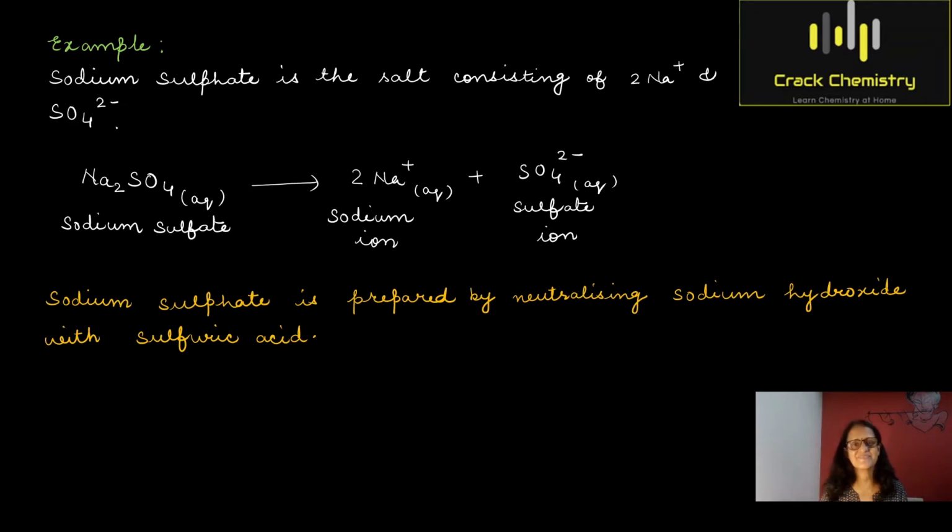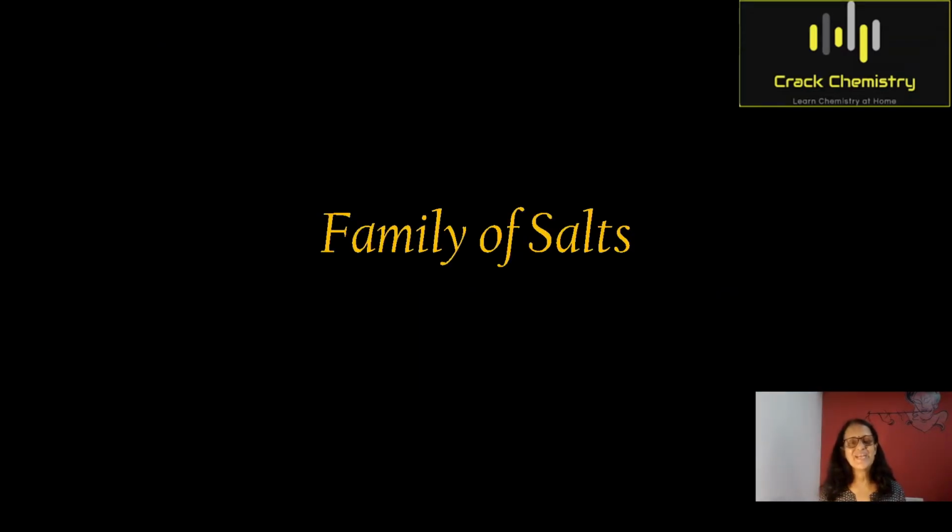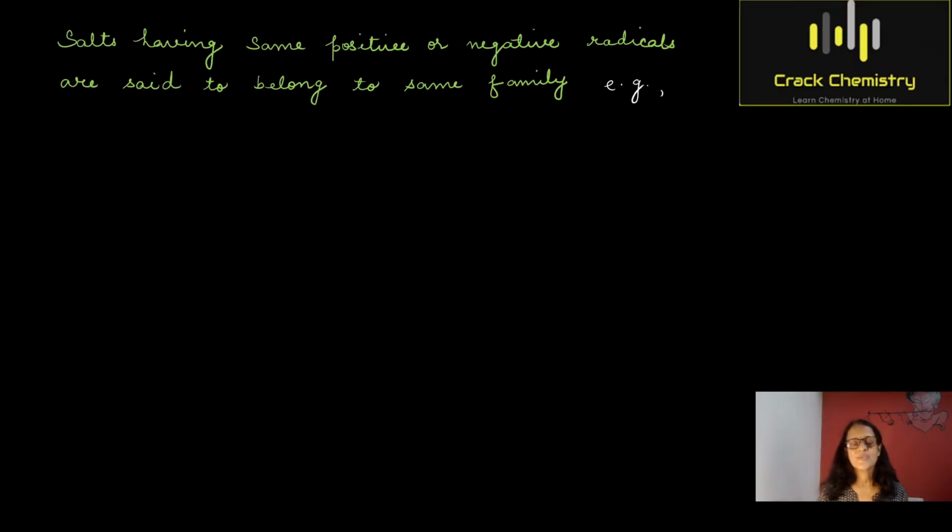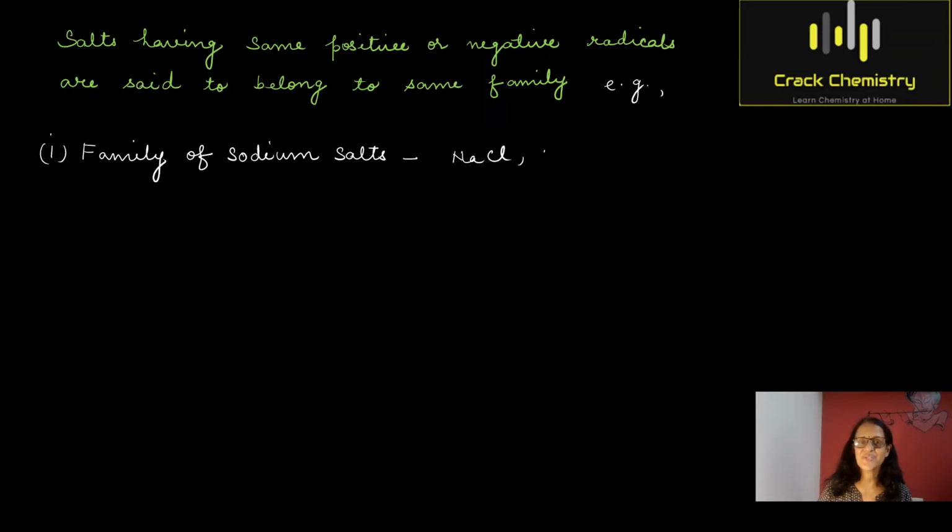Now we will learn about the family of salts. Salts having the same positive or negative radical are said to belong to the same family. For example, consider the family of sodium salts. This family includes all the salts which consist of sodium ion as a positive ion, like NaCl, Na2SO4, NaNO3, etc.